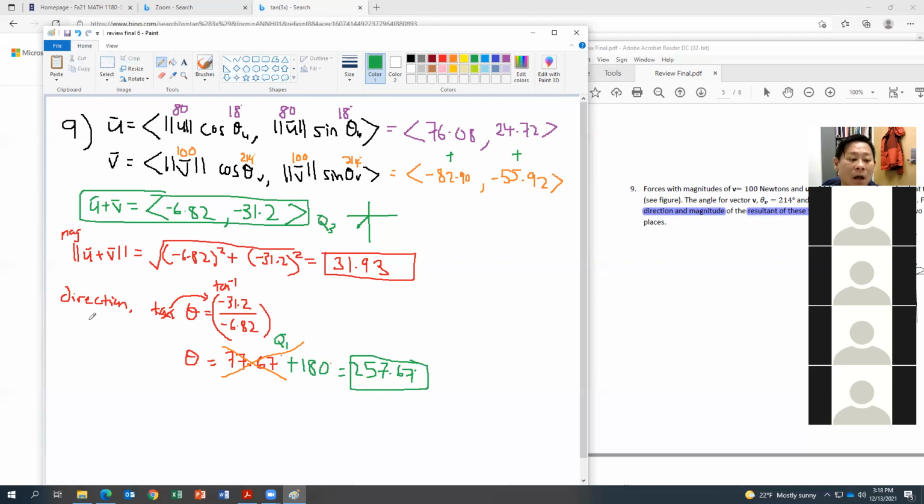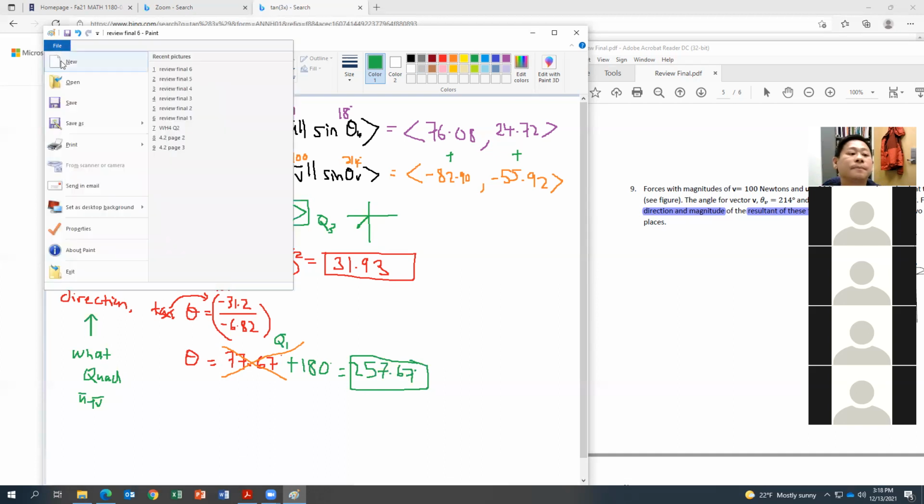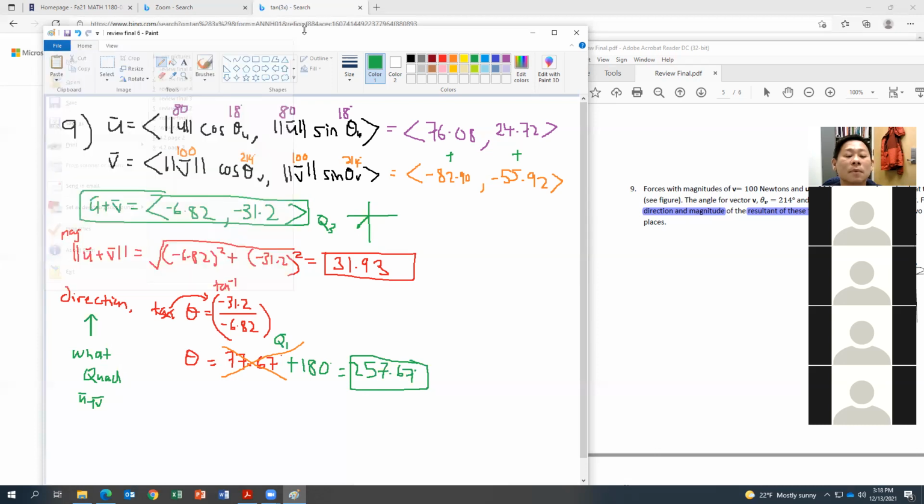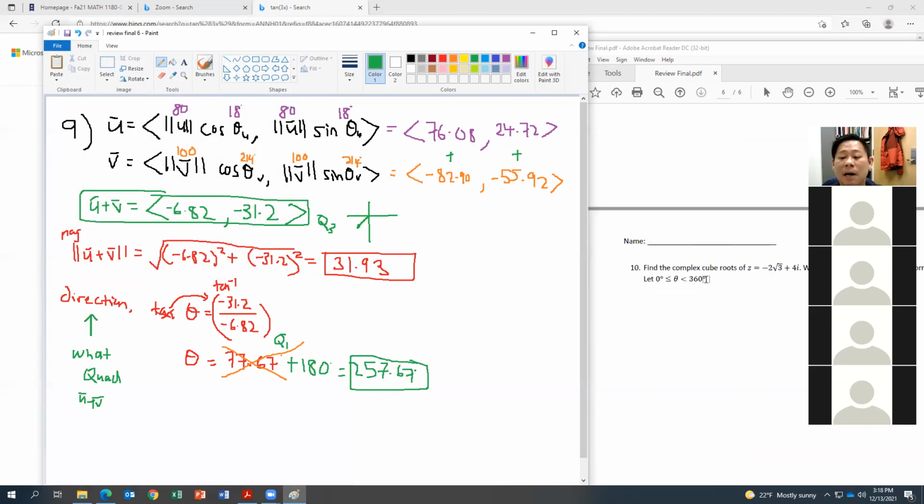So make sure you know what quadrant the direction lies in. A lot of students make the mistake of just giving me this 77.67. So this is very important. Make sure you know where the resulting vector lies. Where does this u plus v lie? Since it's in quadrant 3, your answer must be in quadrant 3, not in other quadrants. Questions? Anyone have any question on number 9 before we do the last one?